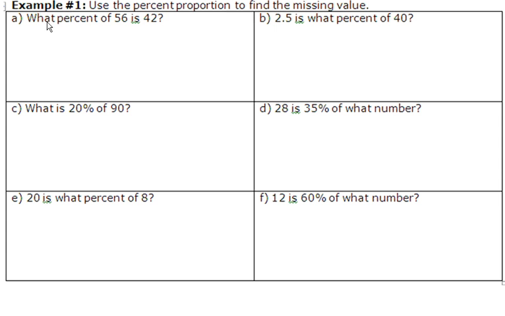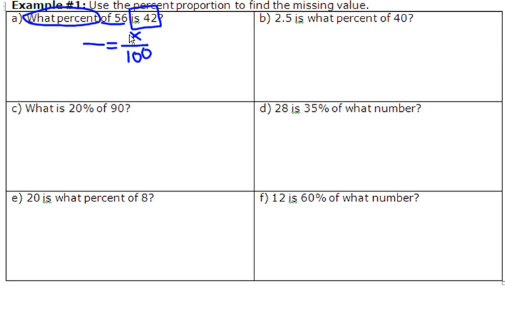This one says, what percent of 56 is 42? When we go through these problems, it's important that you pay attention to the wording. In this case, it's asking us what percent. So that's our unknown. When I fill out my proportion, my unknown is my percentage, and my percentage is out of 100. So I have the percent over 100 filled out, but since my percent is unknown, I replace that with a variable.